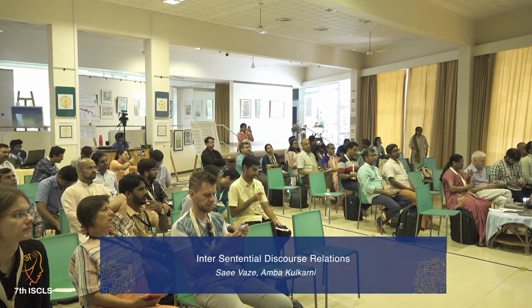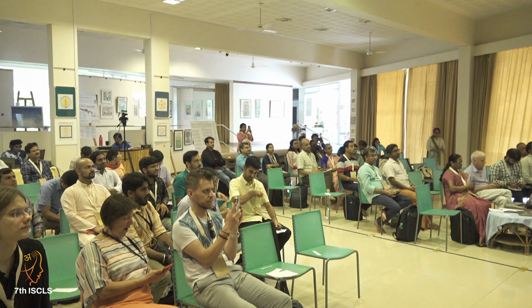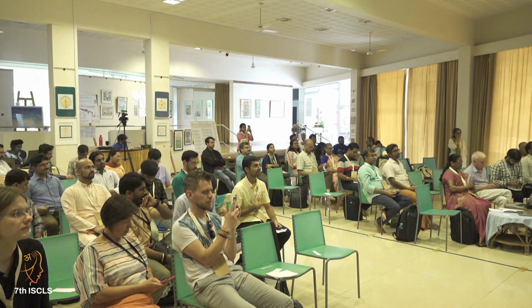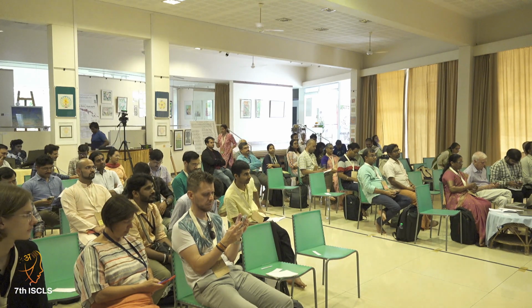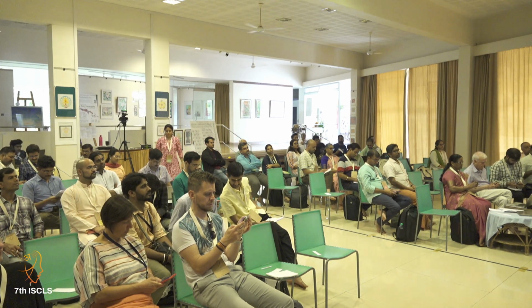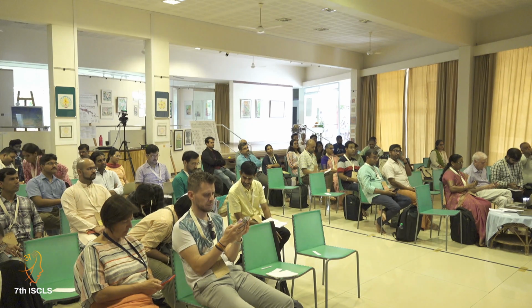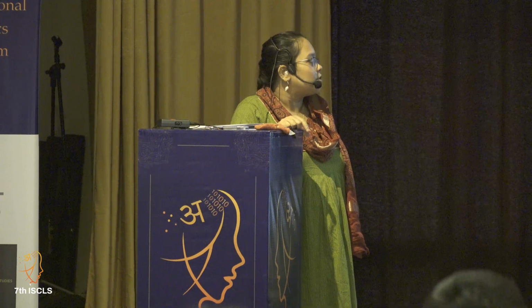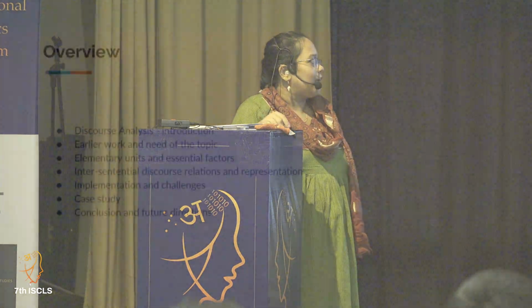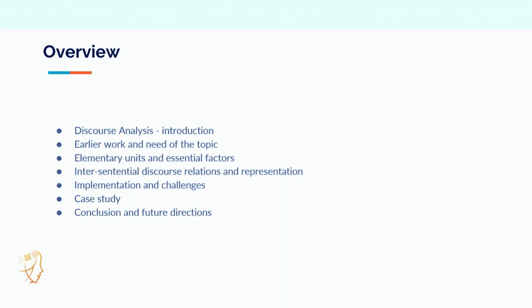So this is the broad overview of my presentation. We will start with the introduction of discourse analysis. We will briefly see what all work has been done earlier. We will then move on to the elementary units, the units in between which we are marking the relation, and the essential factors which drive or have a clue of that particular relation. Then we will look at the comprehensive list of all the discourse relations and how to present them, the implementation and challenges. We will look at one case study for the case of disambiguation, and we'll end the presentation with conclusion and future directions.